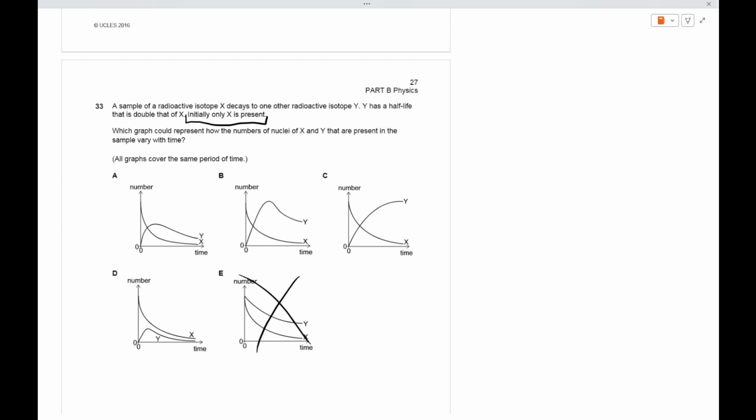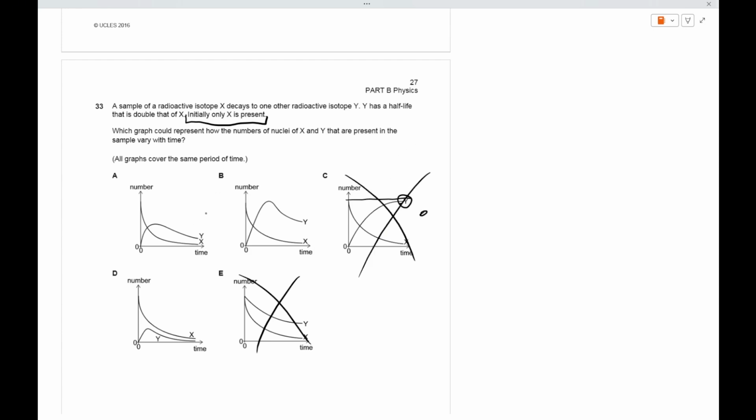The next one we can say not for sure is c, because you can see here that the quantities x and y seem to always add up to the same around here, which indicates that y doesn't decay at all, which is not the case. We know that y is also radioactive and it also decays, so it can't be c either.